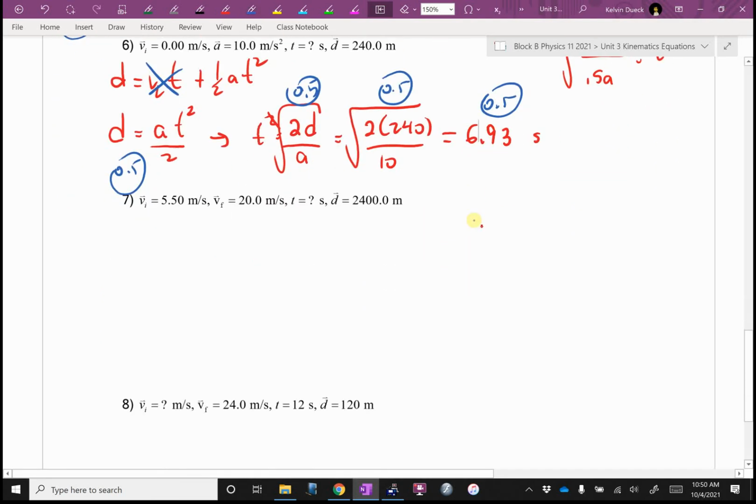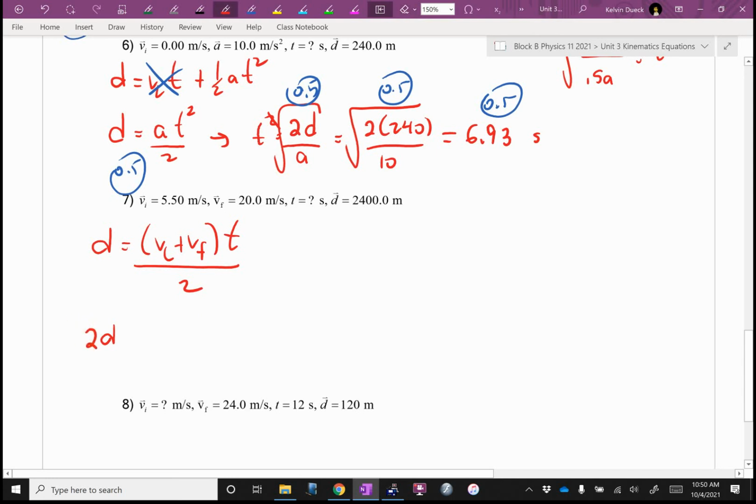Number 7. D equals bracket VI plus VF times T over 2. This is a really tricky one. What do I want to get by itself? The t. Okay. What side is the t on? The right. What's going to drop down like a domino? Yep. What's that 2 doing to the t? So how will I move it over?